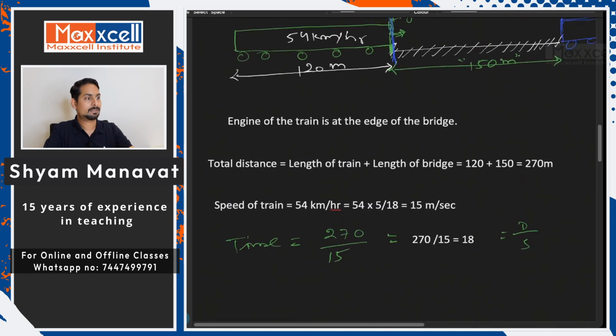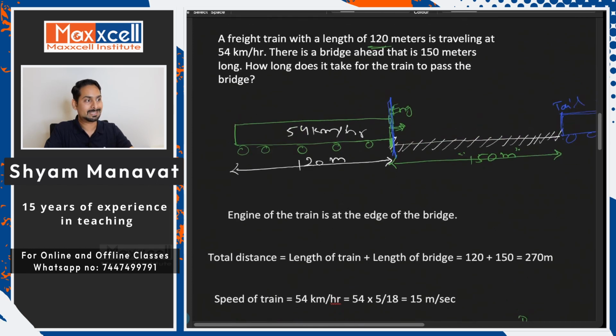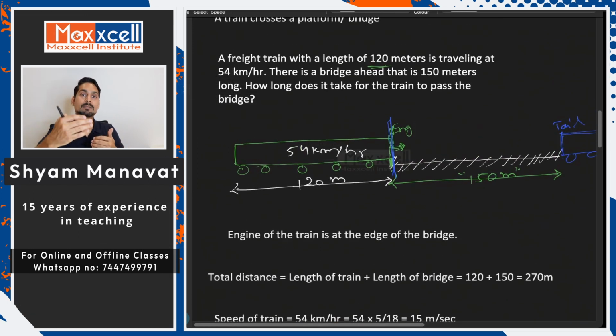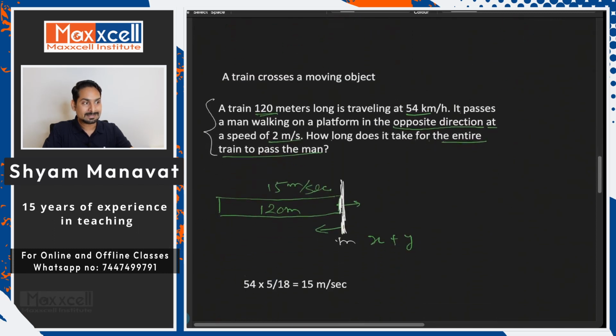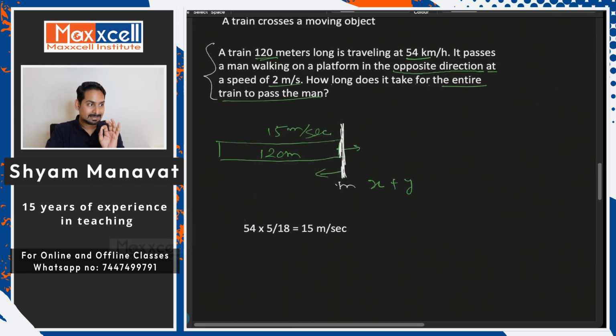This is what I was trying to tell you in the previous question also. There is no gap mentioned between the train and the bridge, so we have to consider the train engine is at the edge of the bridge. Here there is no distance mentioned between the train and the man walking on the platform, so we have to consider that they are parallel. The engine, the starting point of the train, and the man is standing over there.